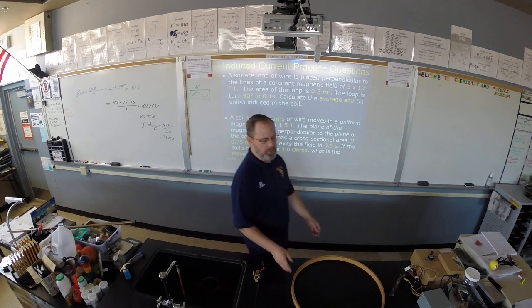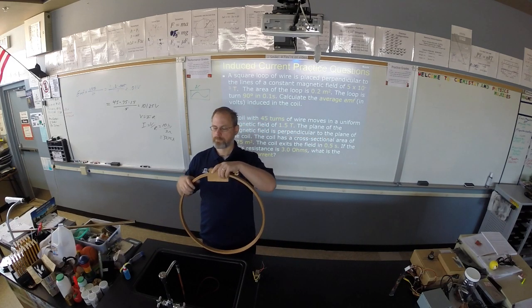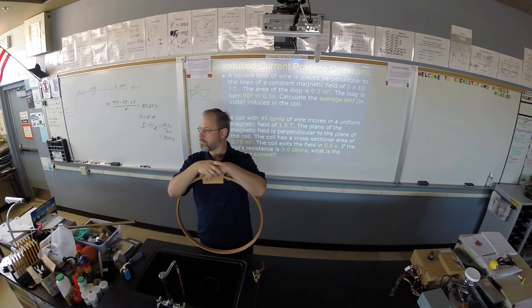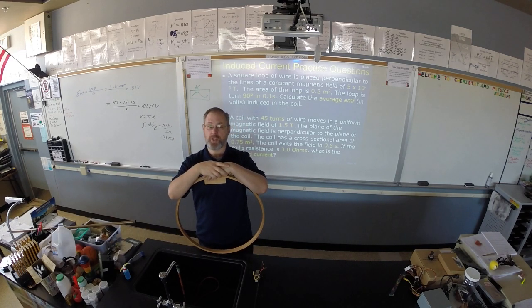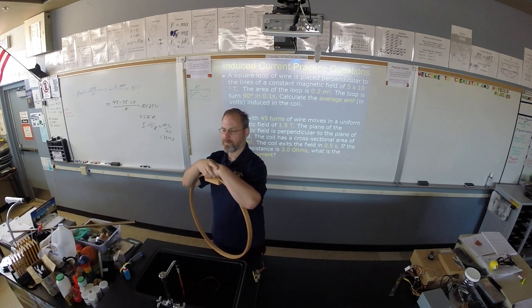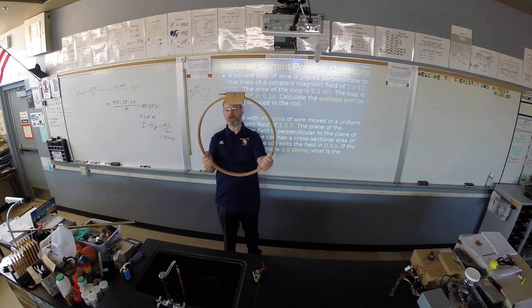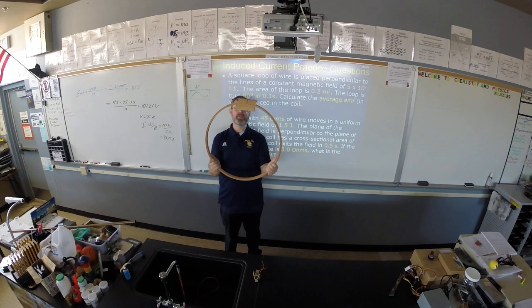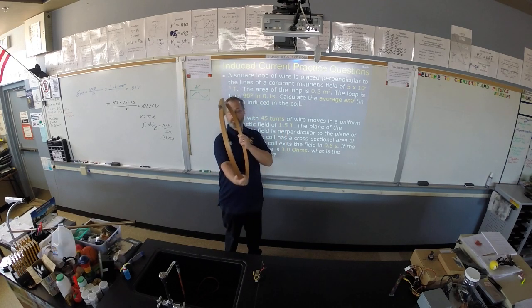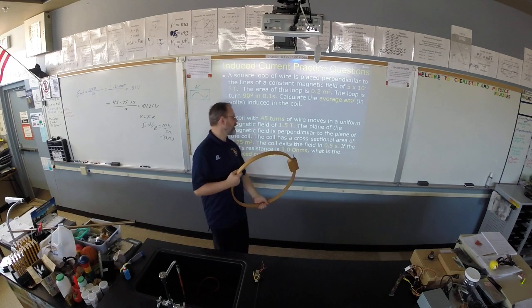Okay, so in the first example, what thing's changing? It's spinning. So what in the equation has to change? What in the equation is changing? Area. Okay? So we're going from full flux to no flux, from full area to no area. So in the first example, the area is changing from area to no area. Make sense? Now in the second example, what's changing?